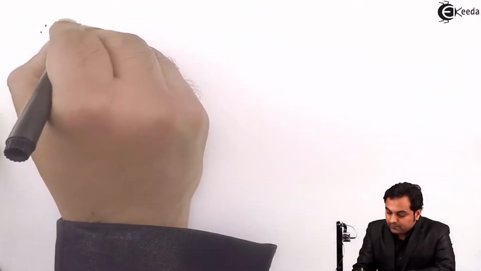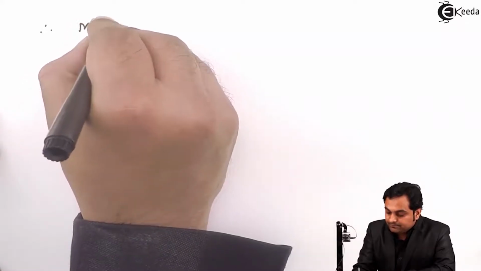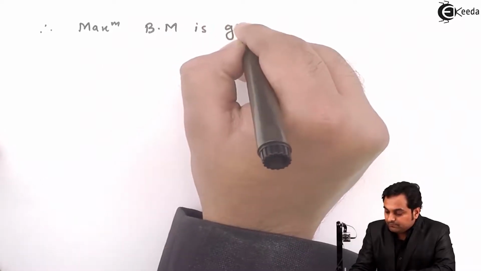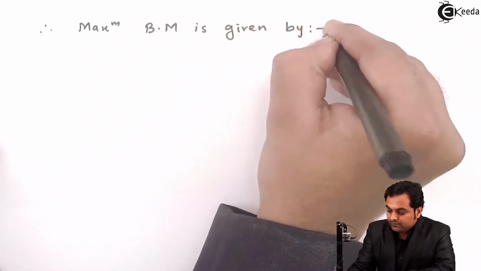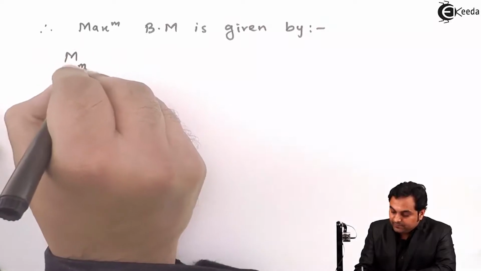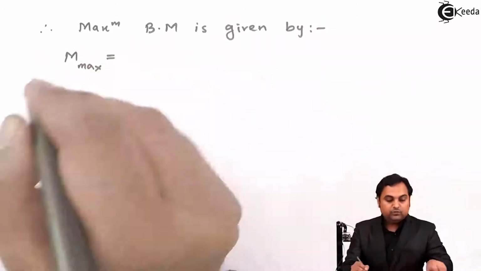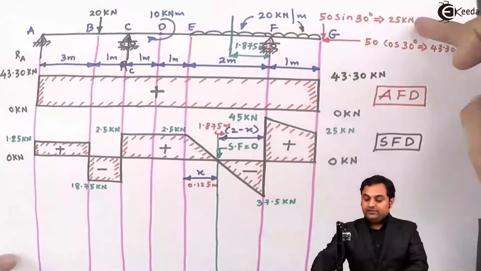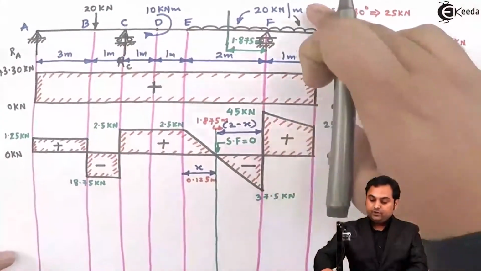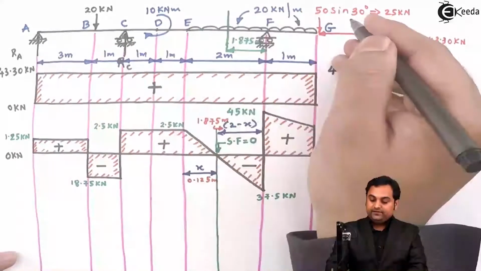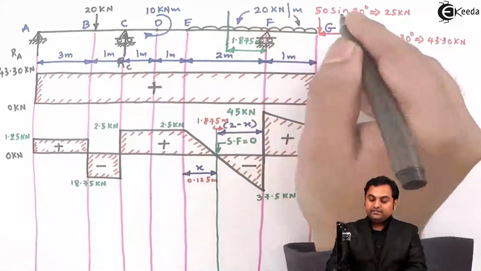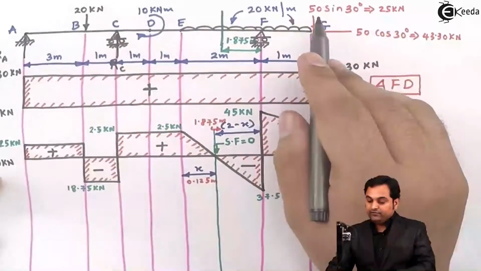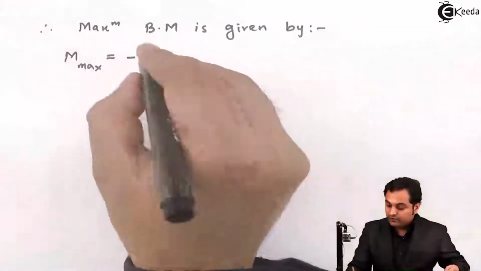Therefore, maximum bending moment is given by M max is equal to, here if we see 50 sin 30, that is 25 kilonewton, is producing clockwise moment. So it is on the right hand side of the section. So clockwise on the right hand side is negative. So minus, I directly write the value of 50 sin 30, which is 25 kilonewton.